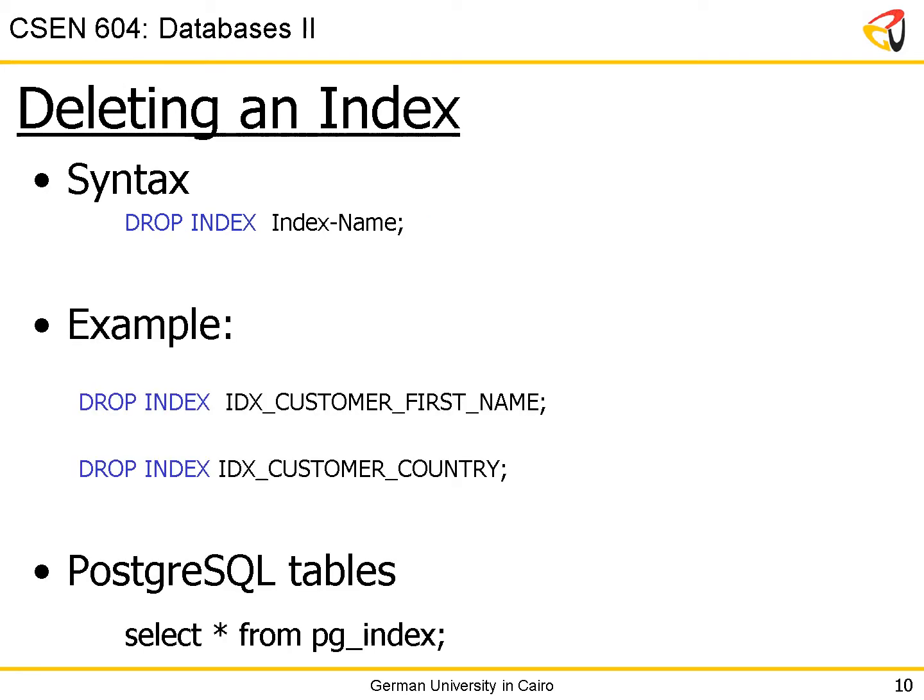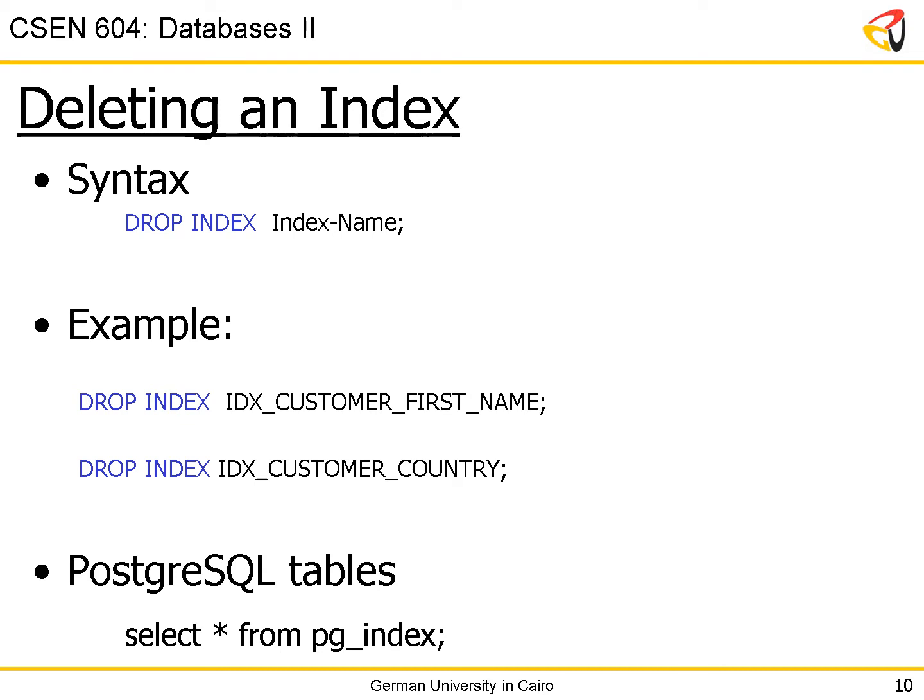We could also drop an index, okay? And dropping an index, just like dropping a table, dropping an index means delete the index, just like dropping the table means delete the table, okay? Now, how do I drop it? I just say drop index and I specify the index name. That's why we're giving it a name in the first place when we create an index, okay?